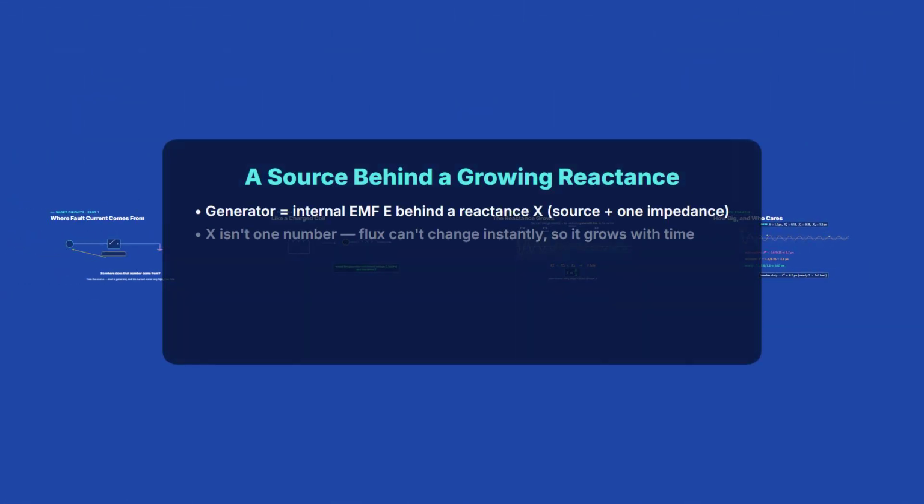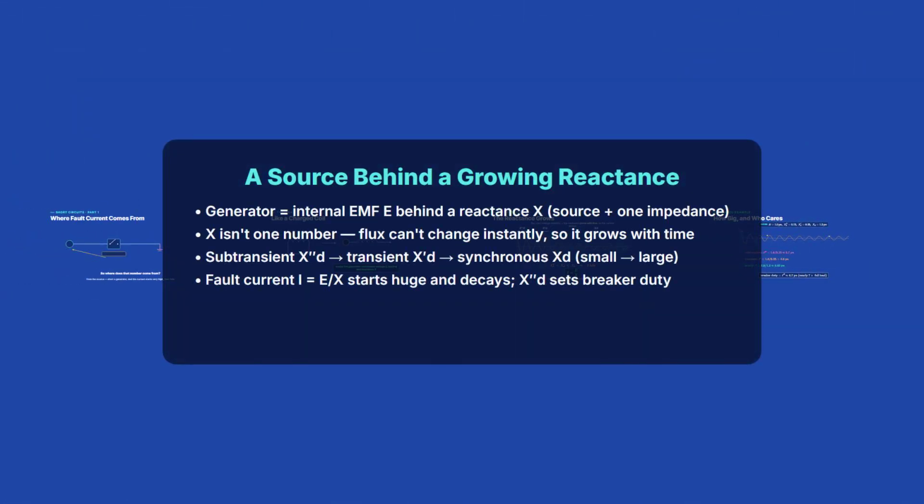So, the synchronous generator. We model it as an internal voltage behind a reactance, a source, and one impedance. That reactance is not fixed. It grows with time because the flux cannot change instantly. Small at first, then larger, then largest. Subtransient, transient, synchronous. So the fault current starts high and falls. And that first value, the subtransient, sets the rating of the circuit breaker.